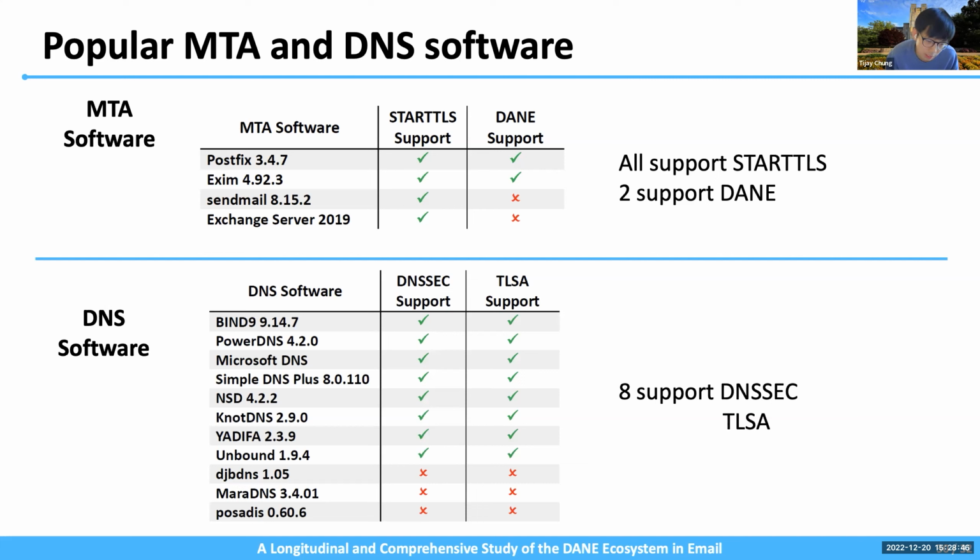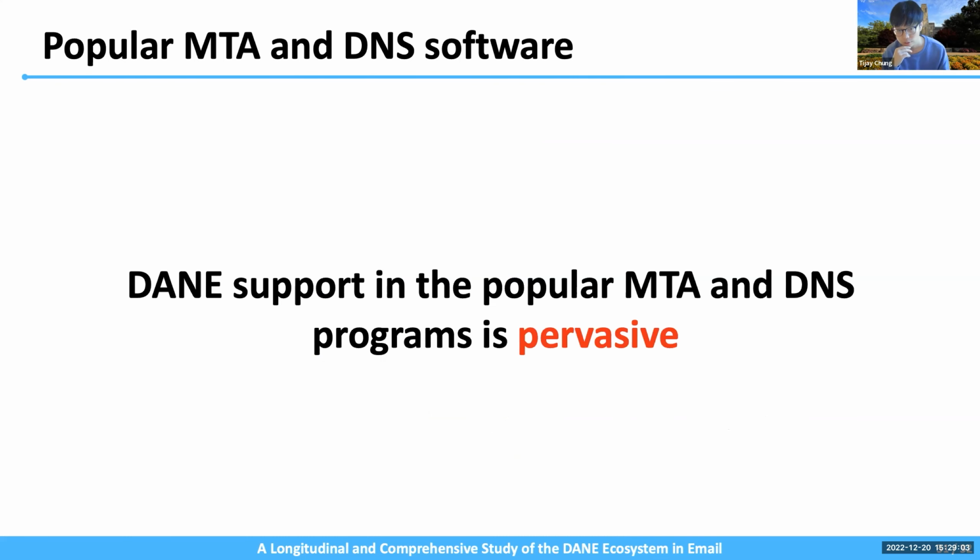Because just adding extra DNS record configuration is not that hard. DNS servers can be easily configured to support a new type of DNS record. So DANE support in the popular MTA and DNS software is pervasive. That is the good news.